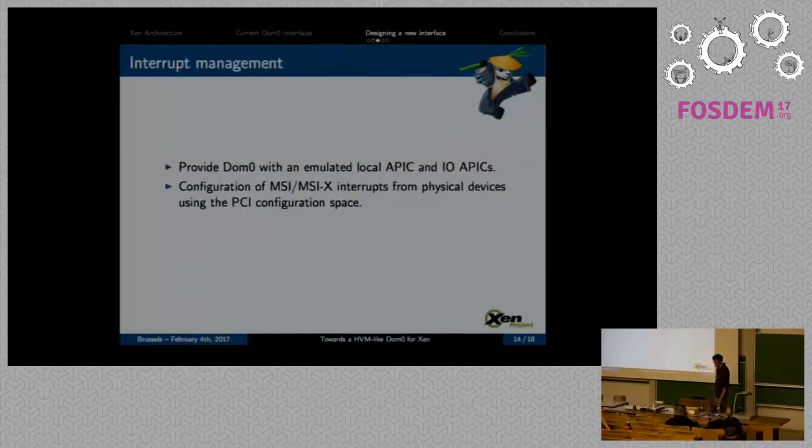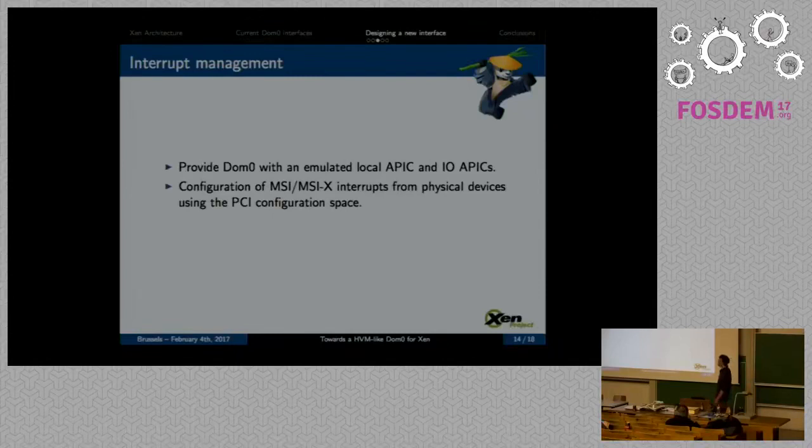Interrupt management is also quite important. One of the things that we want to do with interrupt management is provide the guest, Dom0, with an emulated local APIC and an emulated IO APIC. The local APIC is sometimes provided by the hardware itself, because there is newer hardware that's capable of emulating a local APIC. I don't remember the name, but I know there's Intel hardware that has this, and there's also AMD hardware that's going to come up later this year that will have this feature.